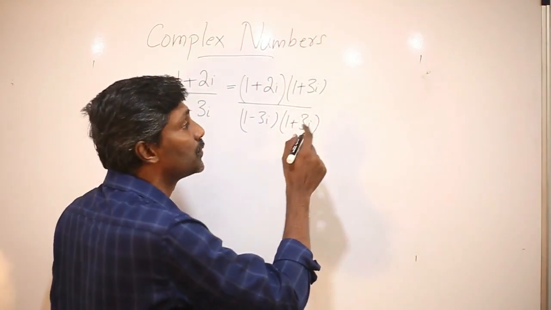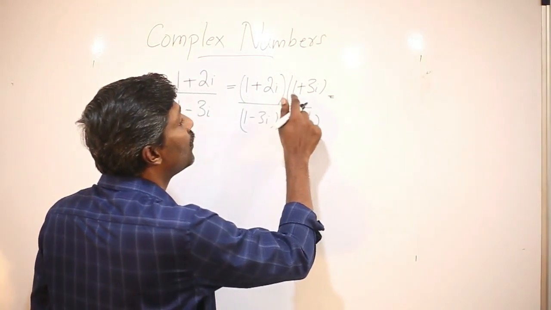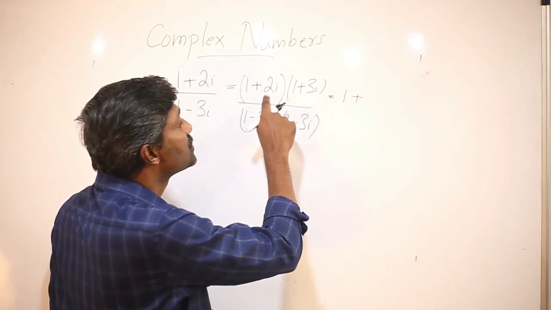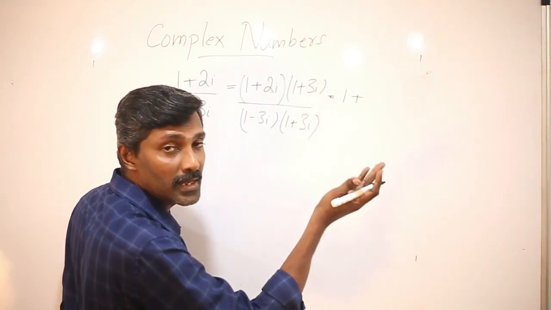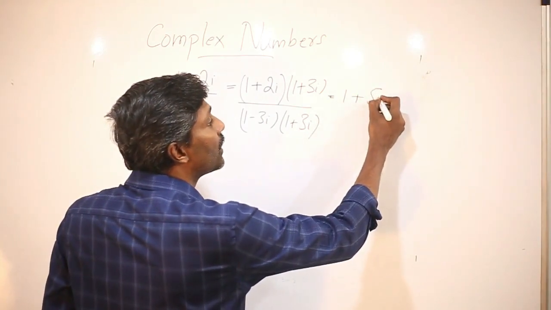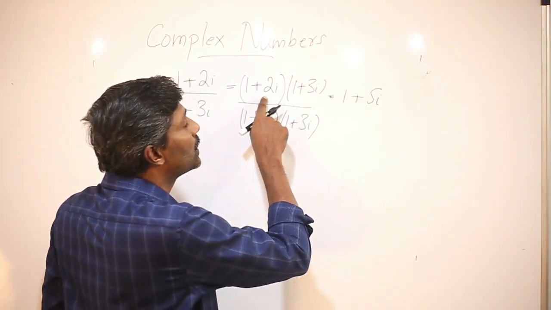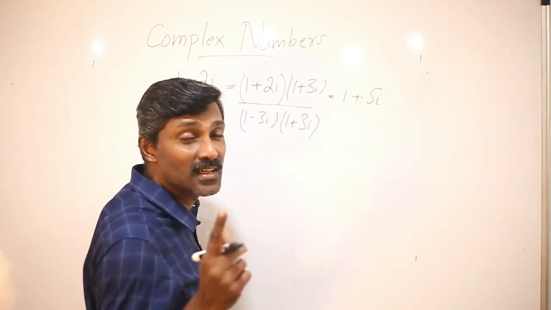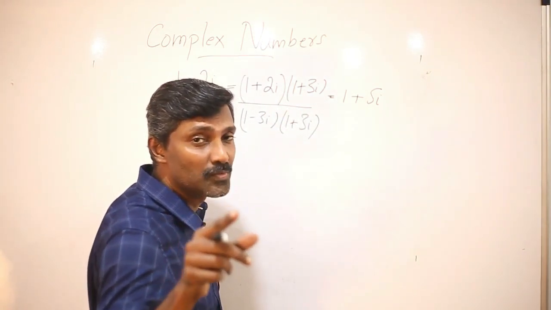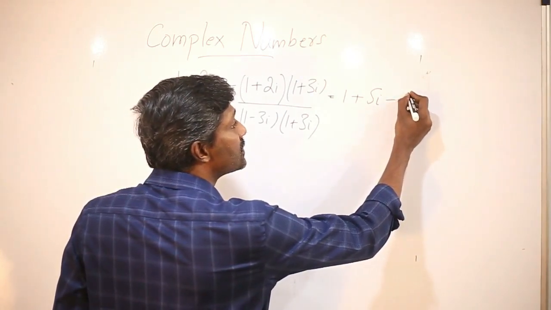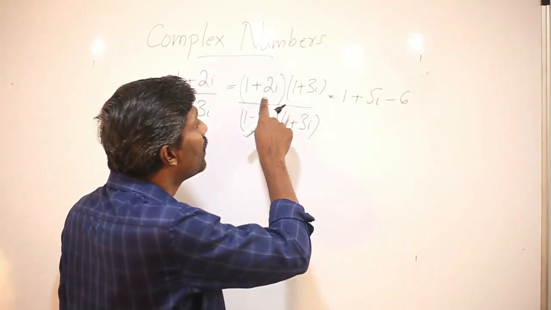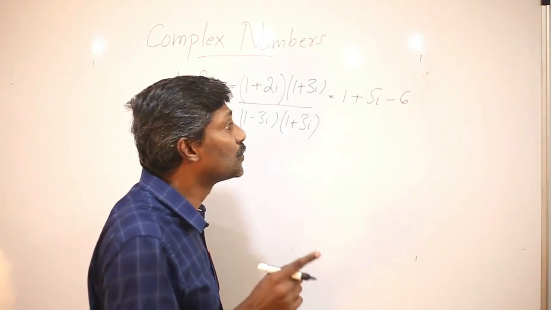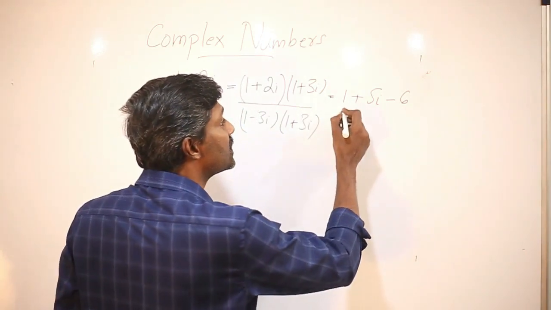Now we multiply the numerator. Okay. So 1 into 1 we get 1. 1 into 3i is 3i. Plus 2i into 1 is 2i. So that 3i plus 2i we get 5i. And then we do the multiplication of 2i and 3i. 2i into 3i is 6i square, and i square is minus 1. So we write as minus 6. Clear? 2i into 3i is 6i square, but i square is minus 1. So 6 into minus 1 is minus 6.